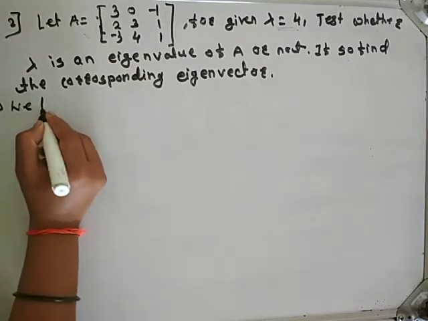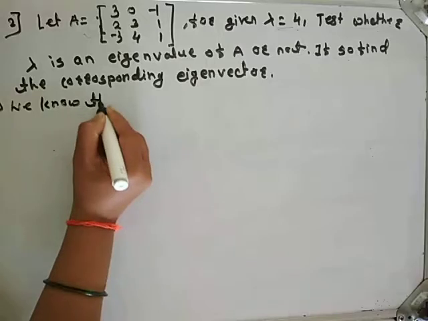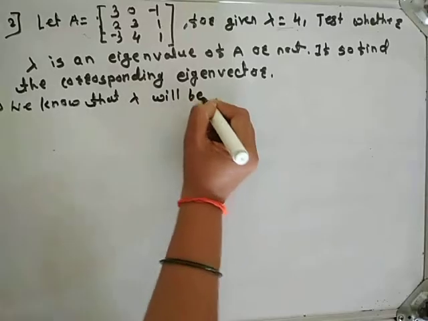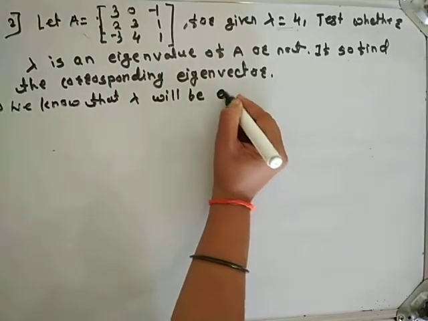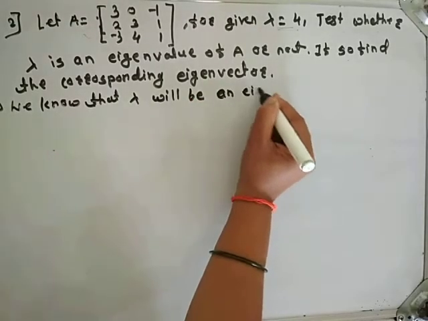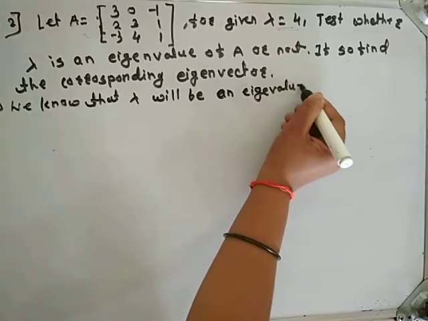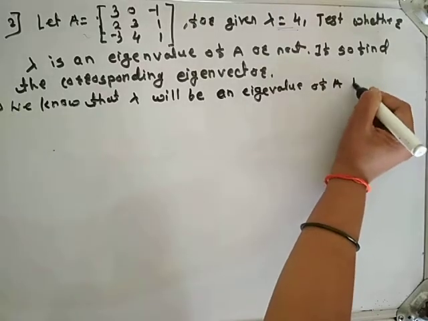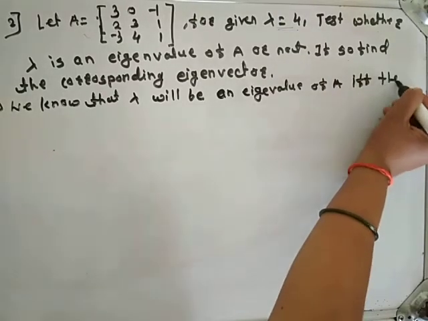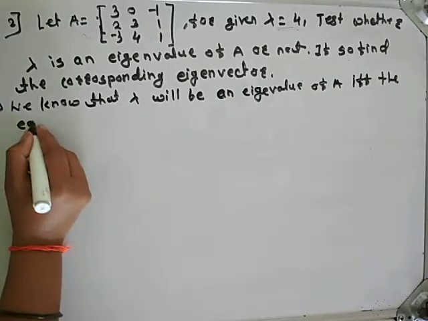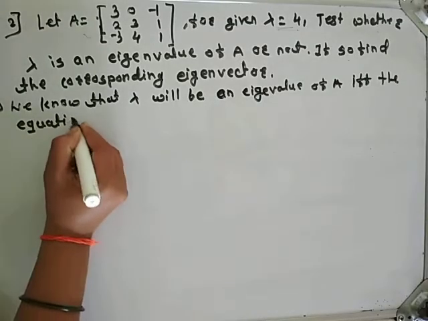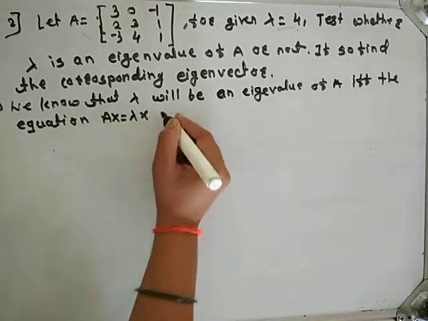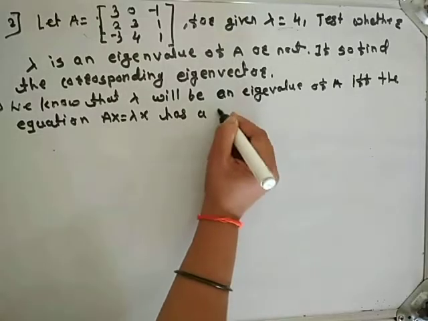Now, we know that lambda will be an eigenvalue of A if and only if the equation Ax is equal to lambda x has a non-trivial solution.